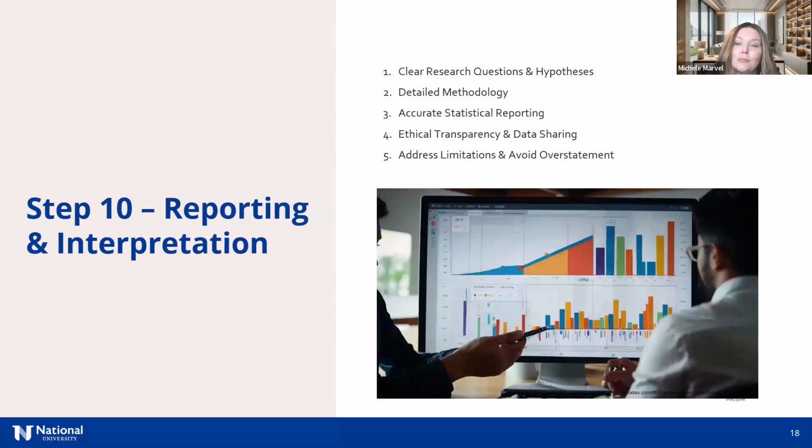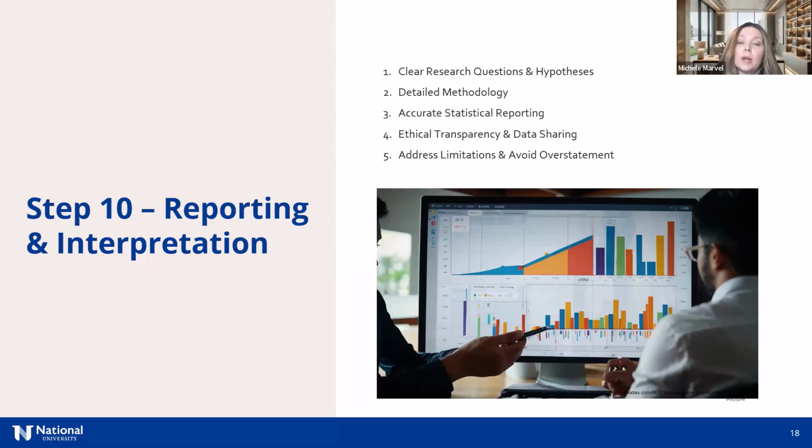So congratulations, you've made it to step 10, which is the final step in our 10-step journey. You planned your study, you've collected and analyzed your data, and now it's time to do something just as important, or maybe even more important. You want to report it clearly, ethically, and transparently. Why? Because the value of your research doesn't just stop at your findings. It extends to how well others can understand, trust, and build on your work.